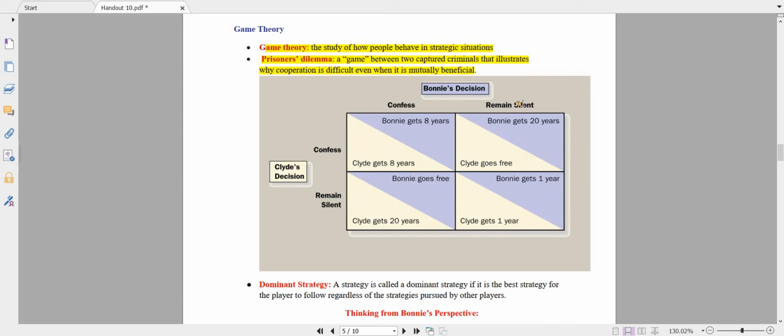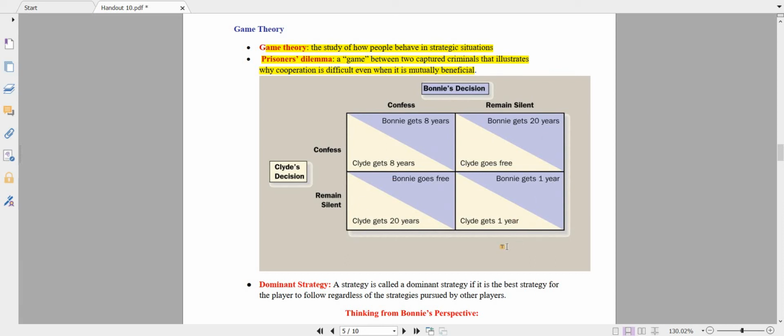If you move to the next box here, this box shows the payoff where Bonnie remains silent. If Bonnie remains silent, its payoff is represented by this blue triangular region. So Bonnie gets 20 years, and Clyde, if he confesses that yes, we committed the crime, gets immunity and goes free. Similarly, this lower box here represents the payoffs when Clyde remains silent and Bonnie confesses. And the last box here represents the payoff when Bonnie remains silent and Clyde remains silent. So these are the 4 possibilities in front of you.